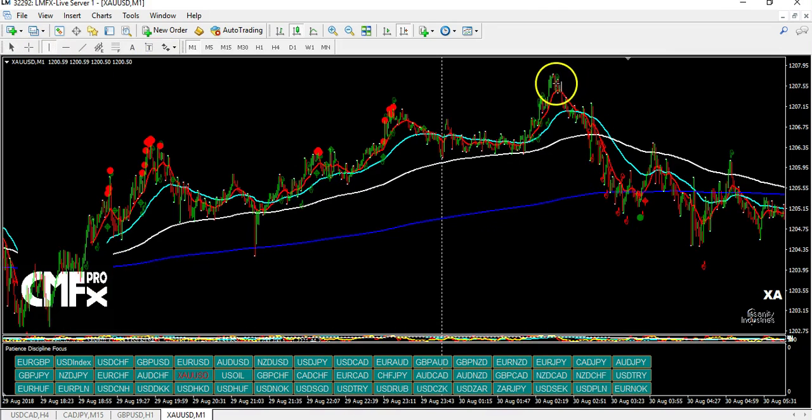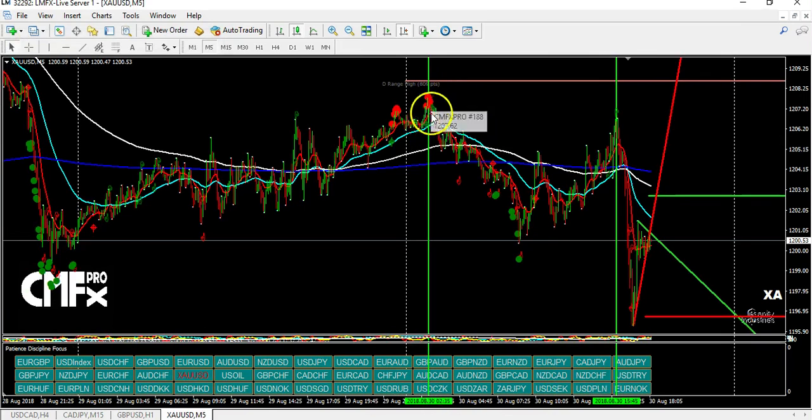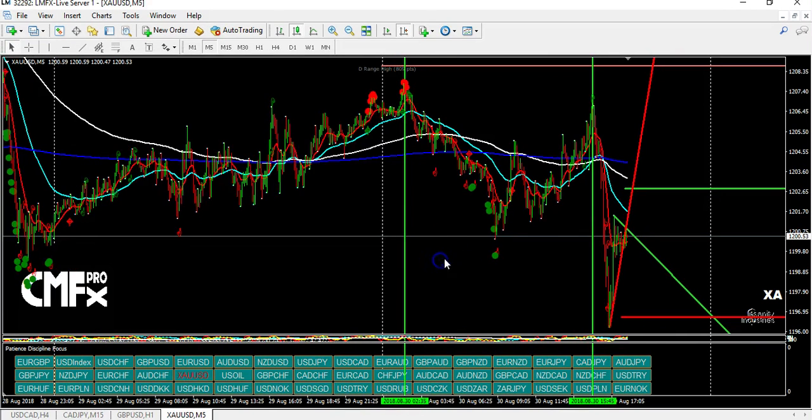This area might be represented on the M5. Might. Oh, it is. Funny. Of course it is.